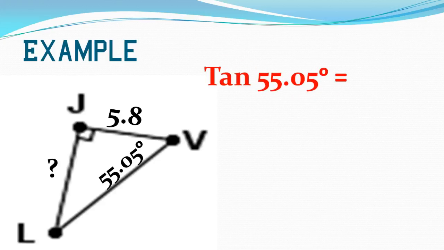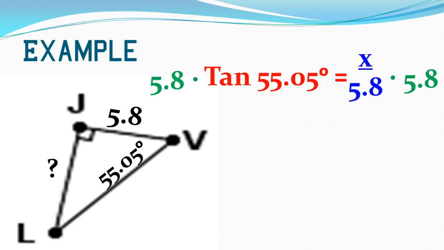So I'm going to take tangent of 55.05 degrees. Then I set up my ratio. Opposite is unknown, my adjacent is 5.8, and then I just need to solve. In this case, my variable's up top, so I'm going to multiply because I'm solving a one-step equation here. What's happening to my variable? I'm dividing by 5.8, so to solve, I'm going to multiply both sides by 5.8.